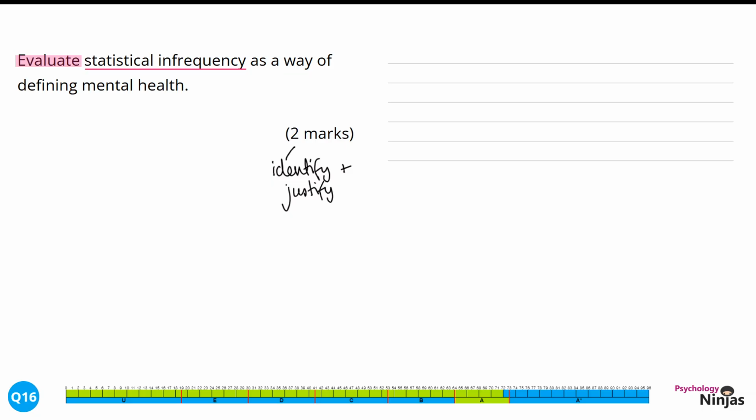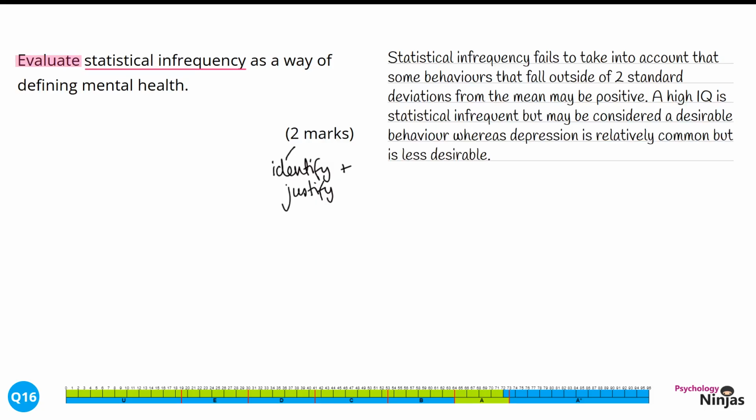Our response has looked for a weakness of statistical infrequency. Statistical infrequency fails to take into account that some behaviours that fall outside of 2 standard deviations from the mean may be positive. A high IQ is statistically infrequent but may be considered a desirable behaviour, whereas depression is relatively common but is less desirable.